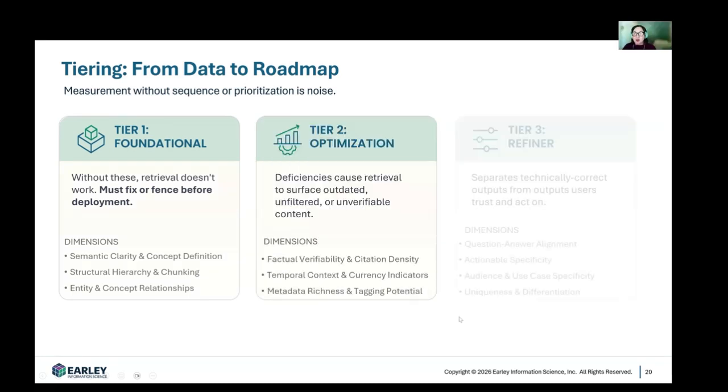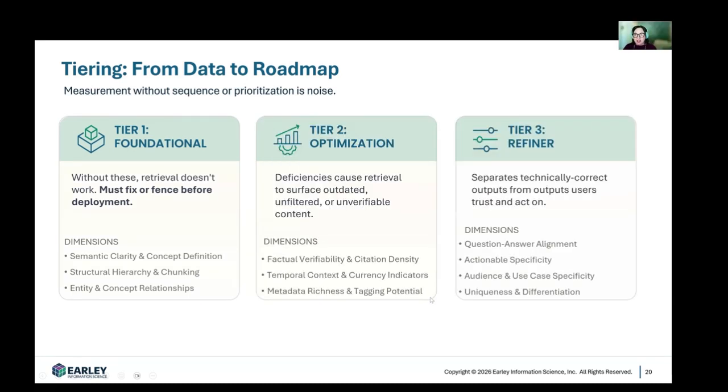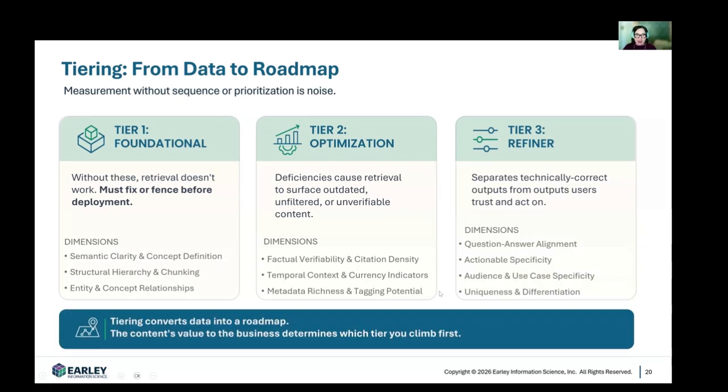All right, so scores by themselves aren't a plan. You need to know which gaps to fix first, and that's what tiering does. So the 10 dimensions roll up into 3 tiers based on impact, right? So tier 1 is foundational. There are 3 dimensions that live there, and it's about clarity, structural hierarchy, and entity relationships. Without these, retrieval just doesn't work. You have to fix these or fence the content off or somehow isolate it from your AI. There's really not a third option.